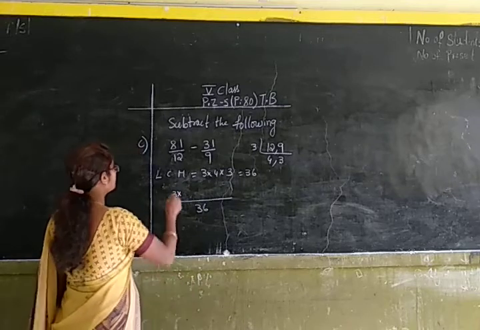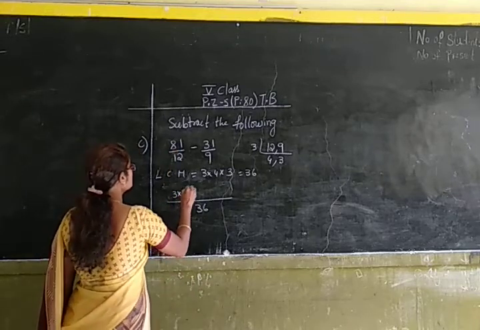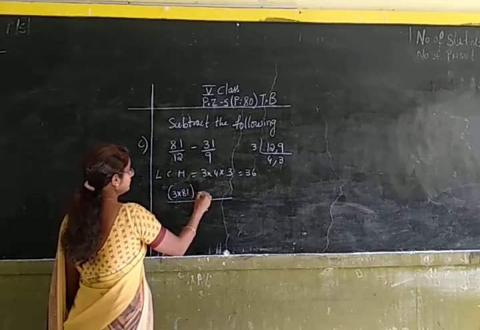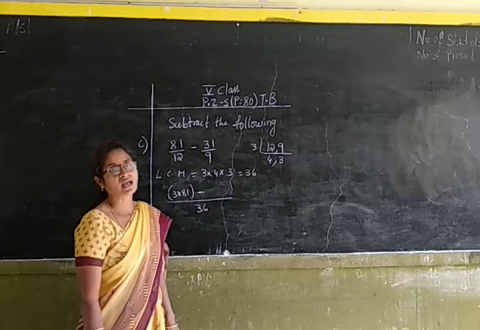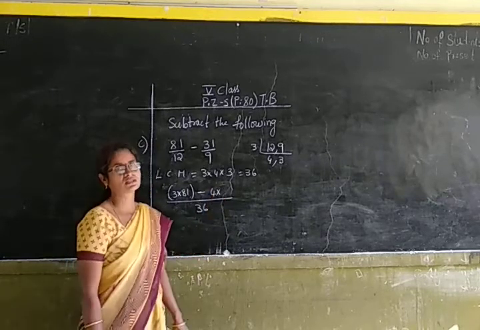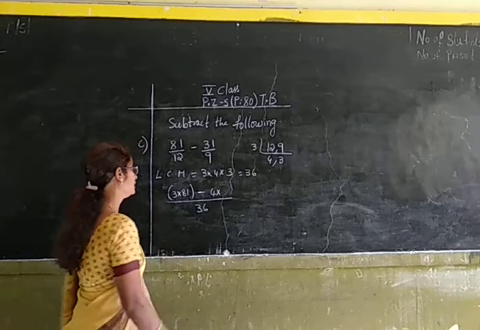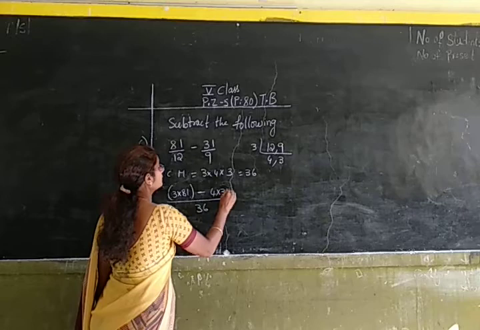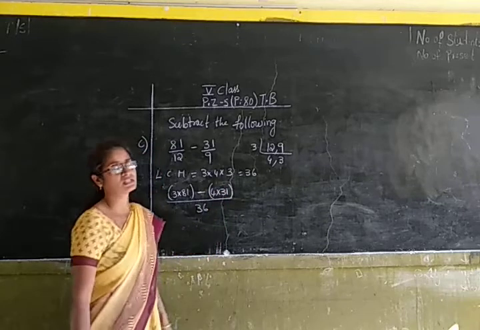Okay children, 3 into the numerator, which is 81, minus, now how many times does 9 go in 36? 9 goes 4 times in 36. So 9 4s are 36. 4 into the numerator, which is 31.